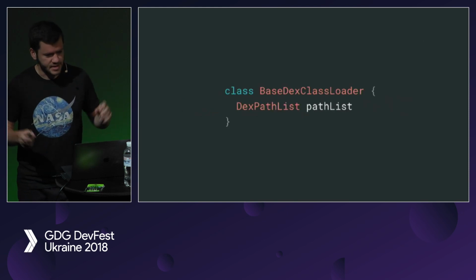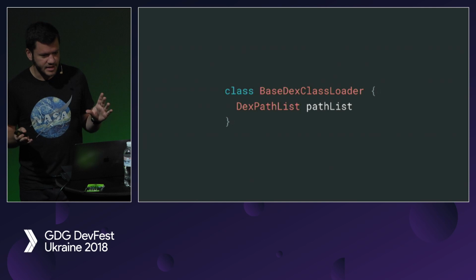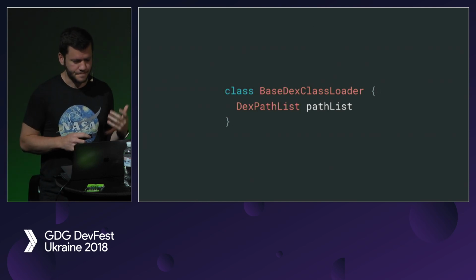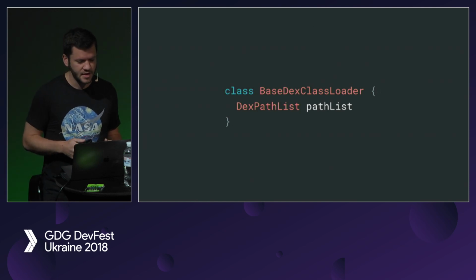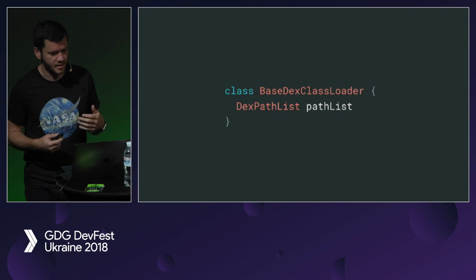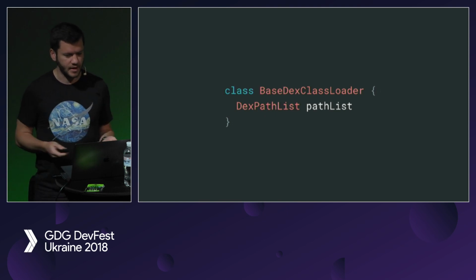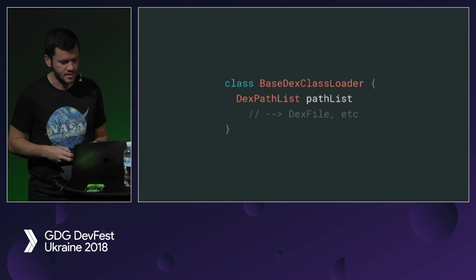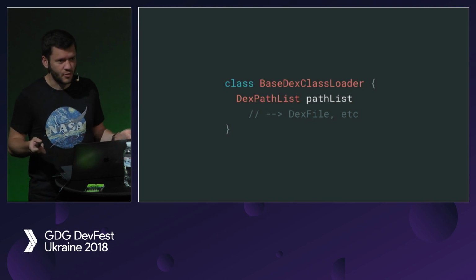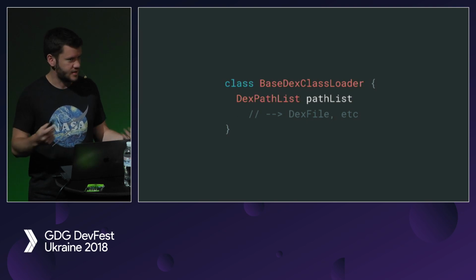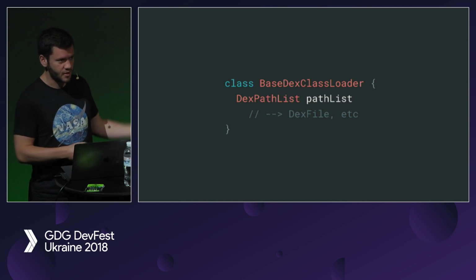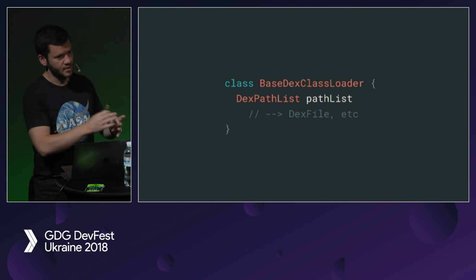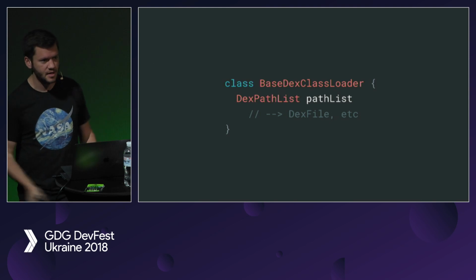Basically, it has this type called a DexPathList field, and this is really what does most of the heavy lifting. It in turn manages or delegates to a bunch of DexFile objects under the hood. And if you've ever worked with Android, you know about dex limits, dex files. This is where all of that really starts to actually make its way from the compiled APK into your actual runtime.